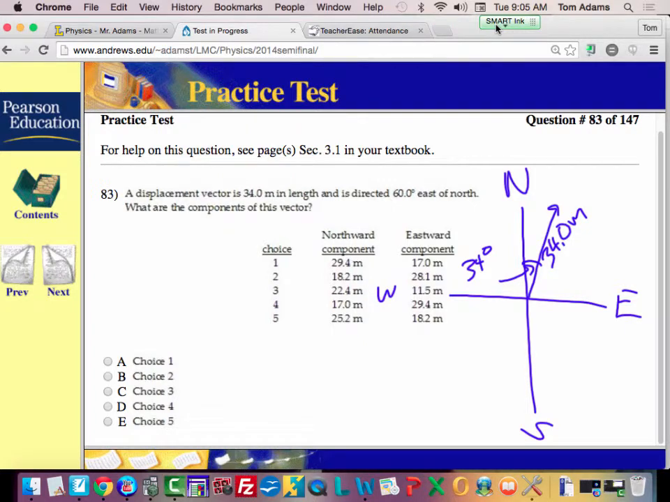What are the components of this vector? So now to break down this vector, I'm going to have a north component and an east component. Now to find those, I've got to treat it like a right angle triangle. What's this one right here, opposite or adjacent? Opposite. What's the 34? Wait, isn't it 60? 34 is adjacent. Oh, it's 60, yeah. I don't know why it's 34 degrees.